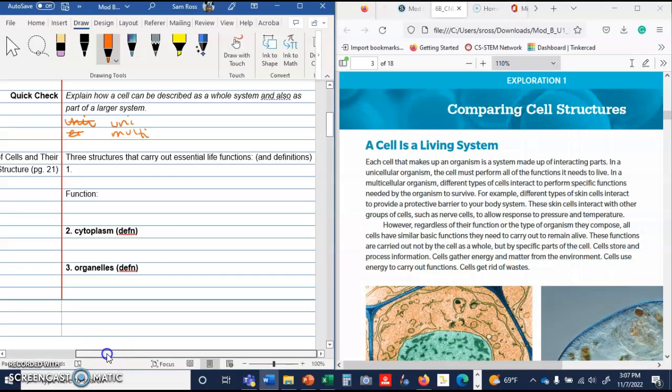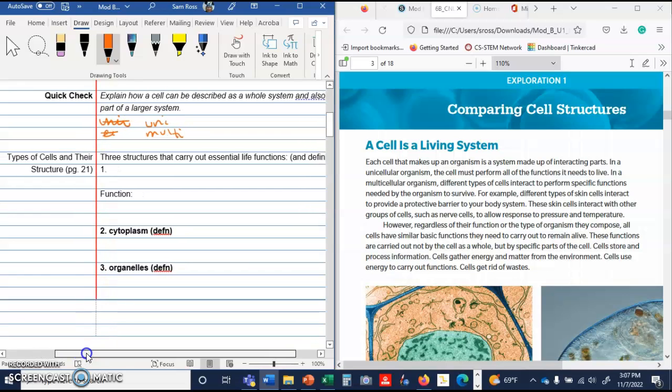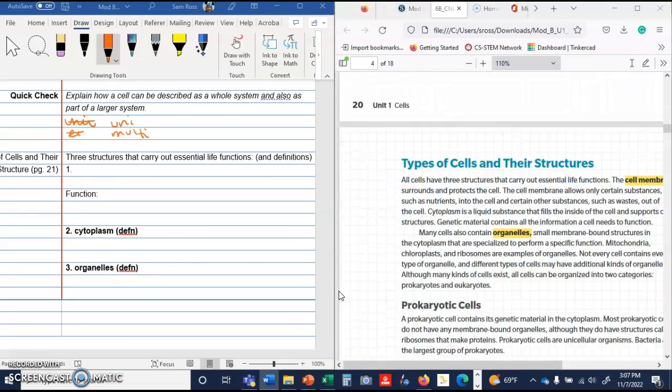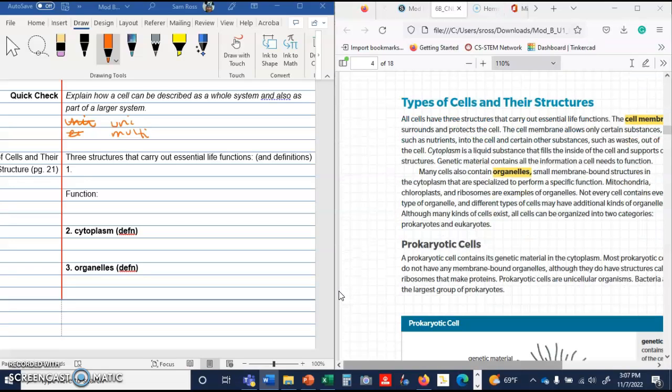You can pause me. Let's see. Types of cells and their structure, page 21. So let's go down to that. Here we go. Types of cells and their structure right there.